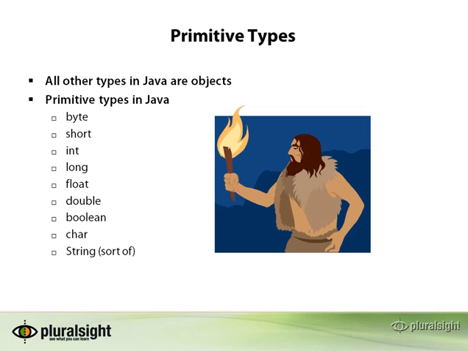So let's talk a little bit about the kinds of types that exist in Java. There are two basic kinds of types in Java, two big classifications. And really what we're going to be concerned about right now is primitive types. But if something is not a primitive type, it is basically a class or an object. And we'll get into classes and objects later.